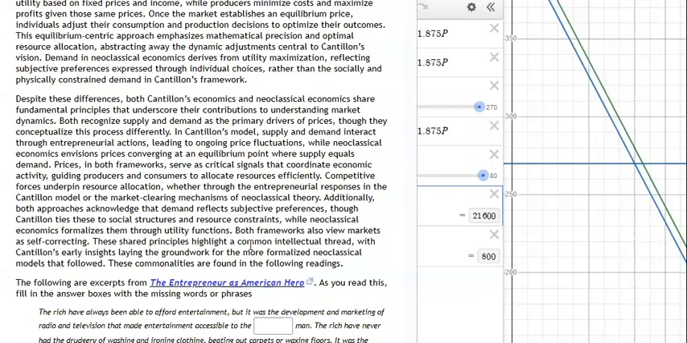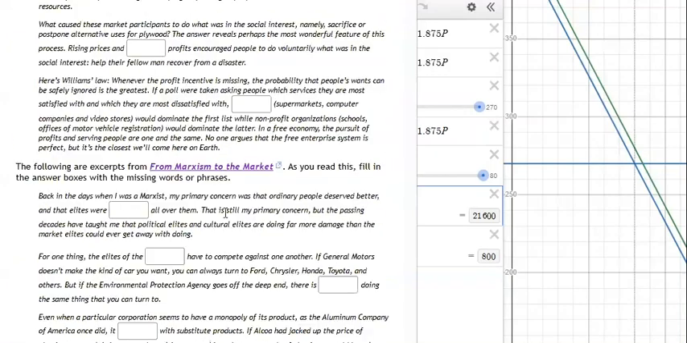Read The Entrepreneur as American Hero. As you read this, fill in the answer boxes with the missing words or phrases. And then do the same with From Marxism to the Market.